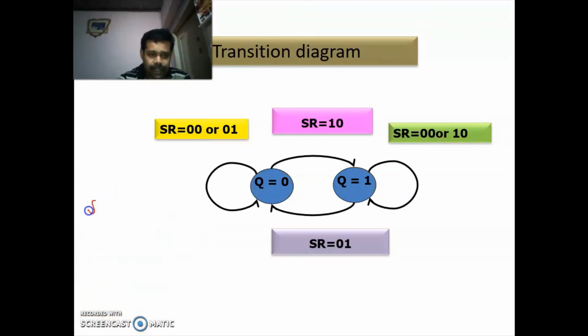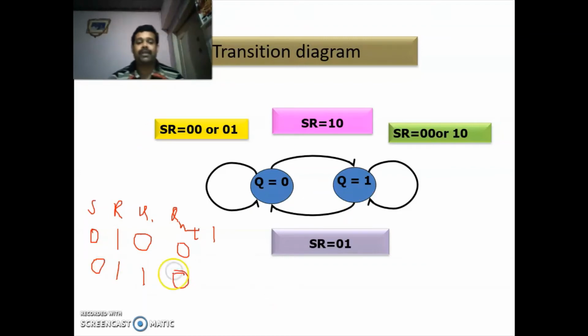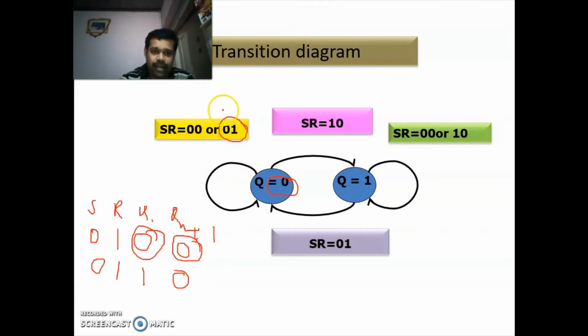Next S, R, Q of n, Q of n plus 1. Now we are considering S is equal to 0, R is equal to 1, Q of n 0, Q of n plus 1 also 0. S is equal to 0, R is equal to 1, Q of n 1, next state also 0. Now please listen. We are considering S is equal to 0 and R is equal to 1, and the value of Q of n is 0. So the next state is also 0. So it is in the same state. So we have considered it here.